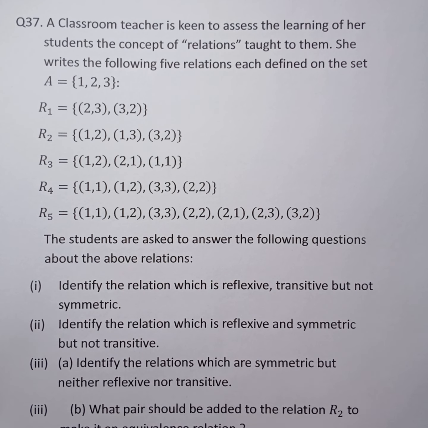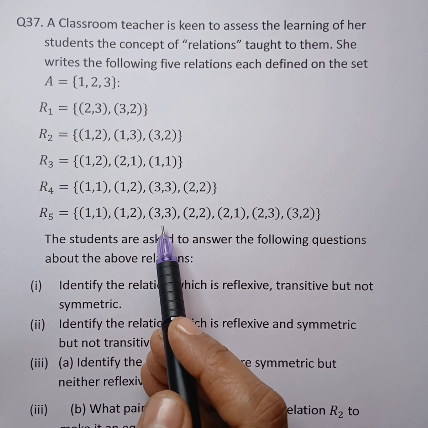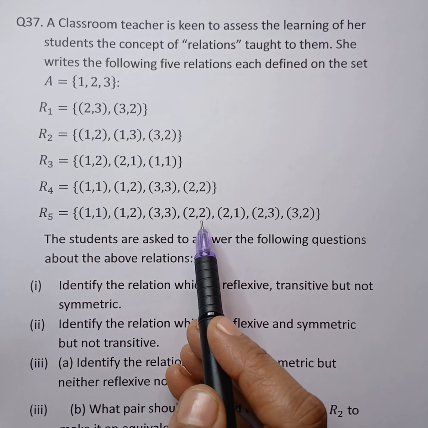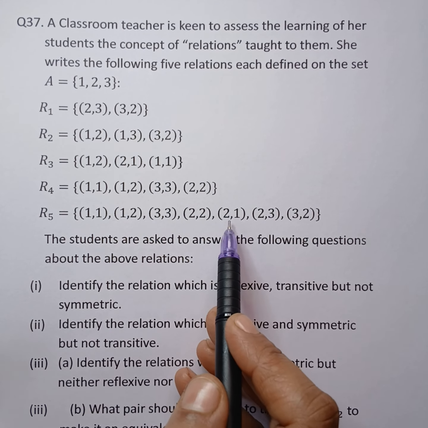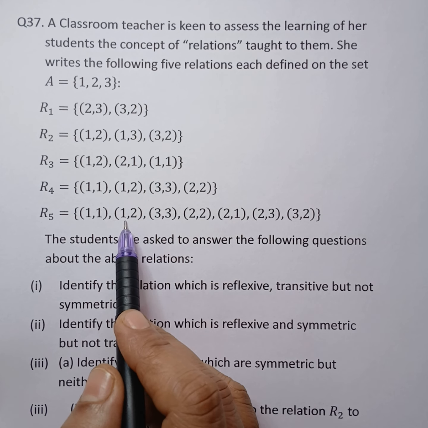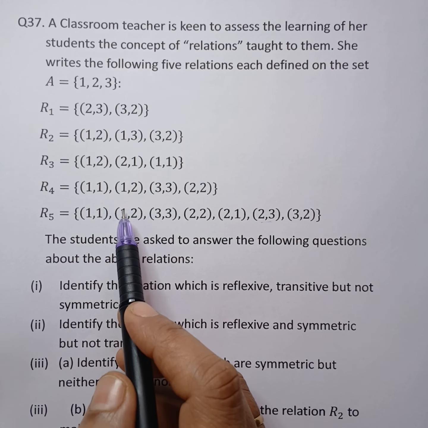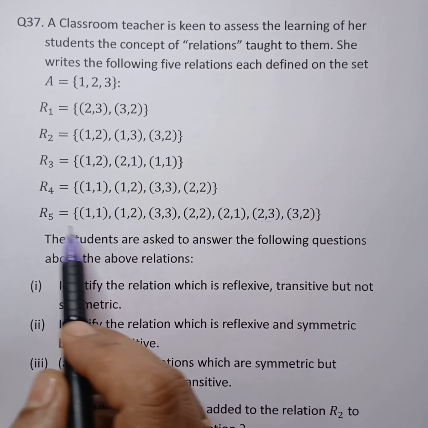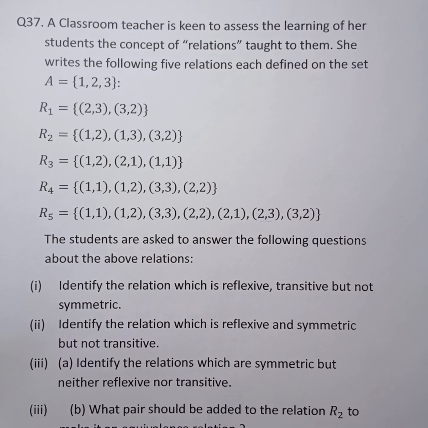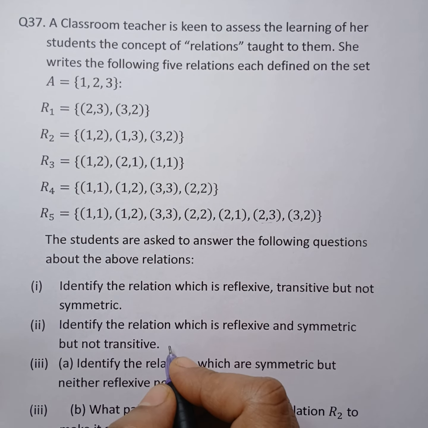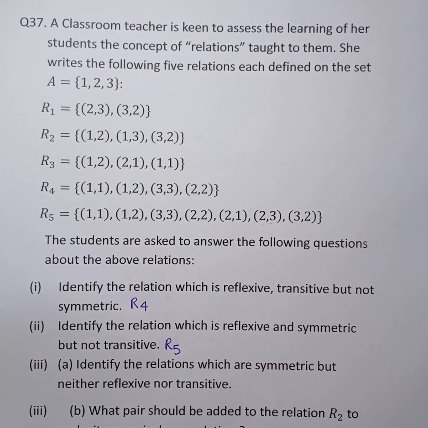So it is symmetric. But why is it not transitive? Let us just find out an example. I have (1,2) and (2,1). Like this example: (1,2) and (2,3). 2 and 2 common, 2, 2 will go, (1,3). Here (1,3) is not there in R5. You can see that (1,3) is not there in R5. So the correct option is R5. For the previous question the answer was R4 and for this it is R5.